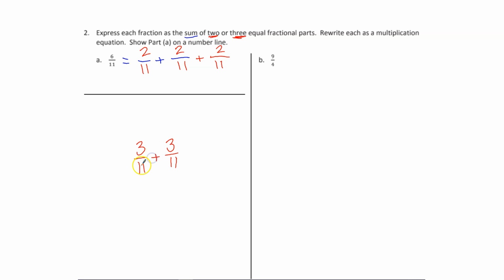If we decided to do 2 equal fractional parts, it would have been 3 11ths plus 3 11ths equals the 6 11ths. All right, so you could have either one for this. For A, you could have had your 2 11ths 3 times or your 3 11ths 2 times. Either way, let's stick with our original 2 11ths 3 times and show that on the number line.